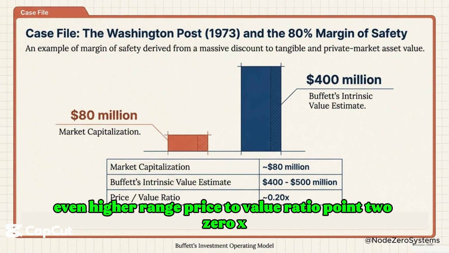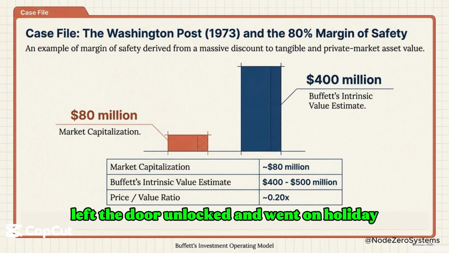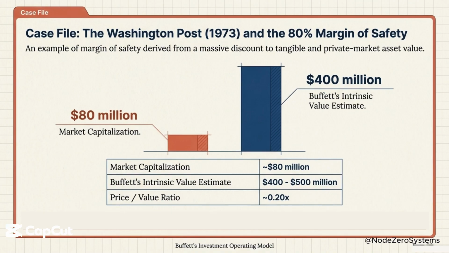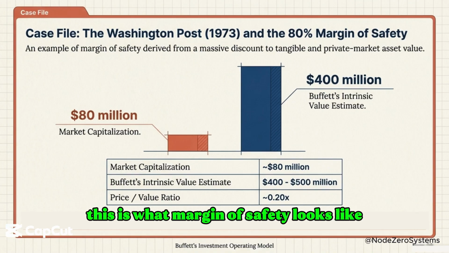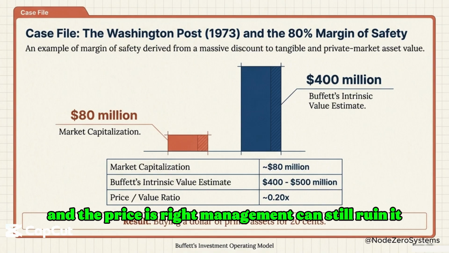Price to value ratio, 0.20x. That's not a good deal. That's the market left the door unlocked and went on holiday. This is what margin of safety looks like when it's not theoretical, it's violent. But even if the business is great and the price is right, management can still ruin it.